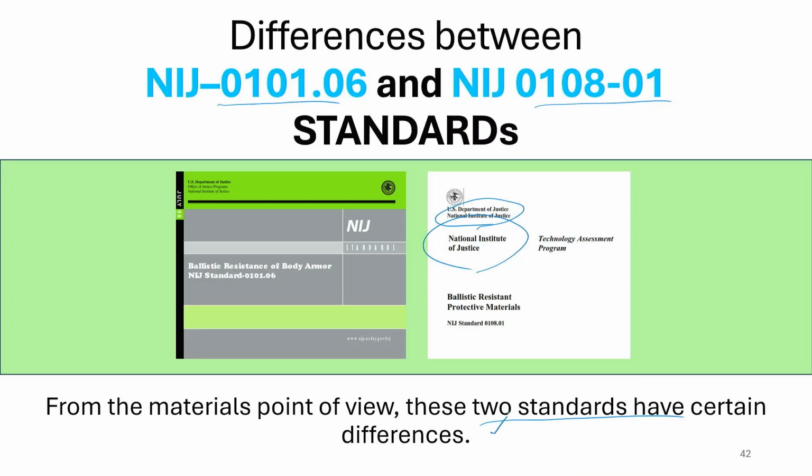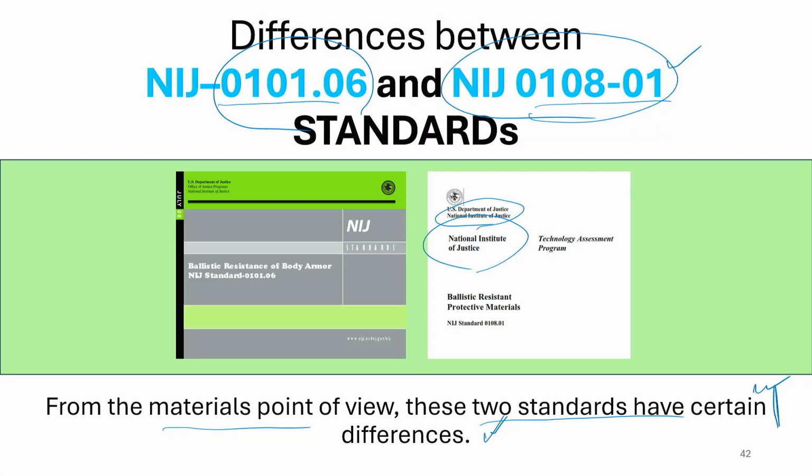NIJ 101.06 is basically for body armor, and 108.01 is for other material. That is why, from the material point of view, they will have certain different procedures. Basically, we need different types of materials, although maybe the protection level we need is the same.